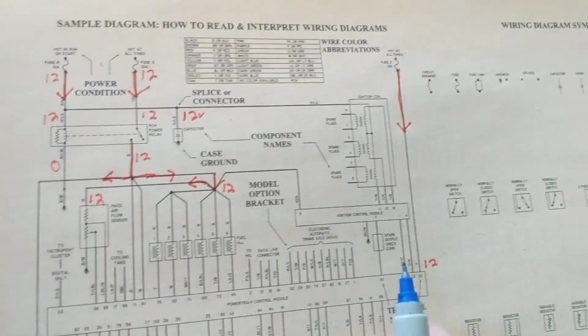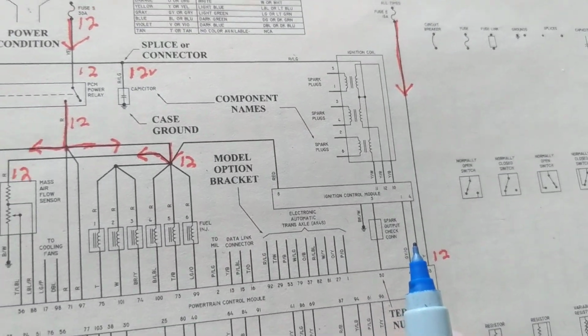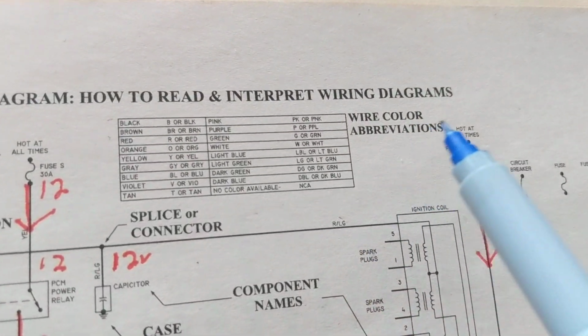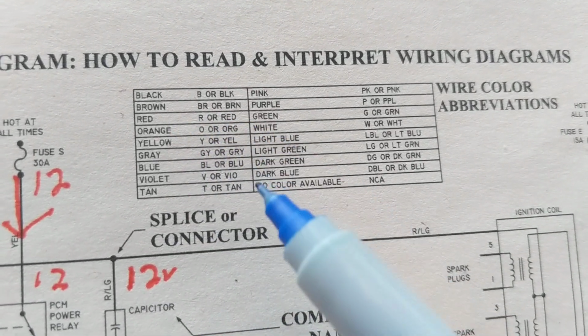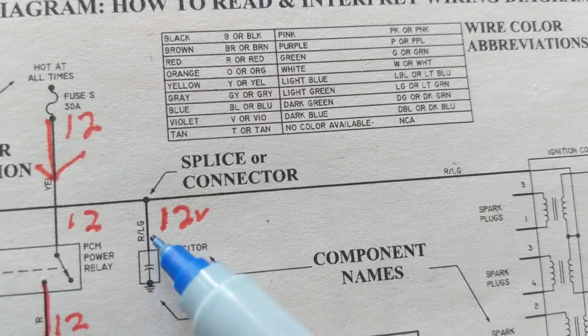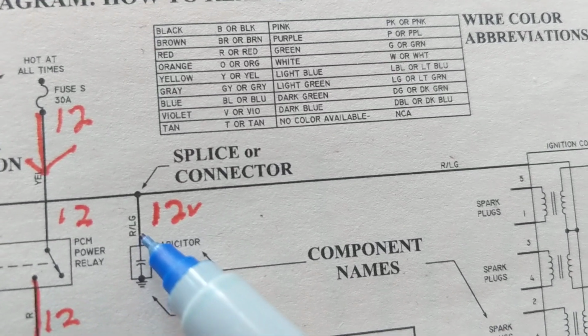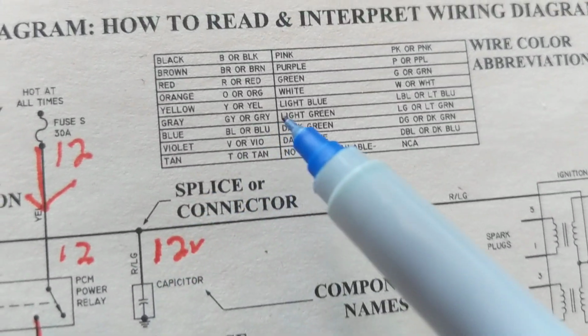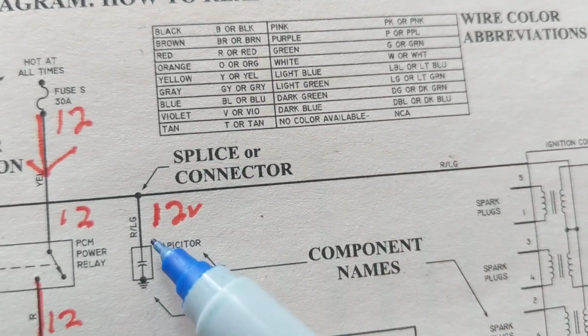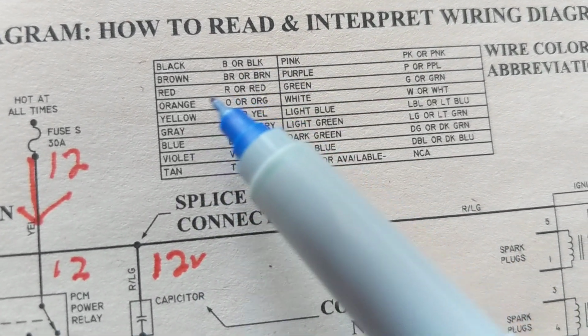Now, let's get to some more important things. Okay, over here, wire color abbreviations. If you're not sure of the colors of these wires, right over here it says R, a dash, and LG. So R, we look up R. R is red.